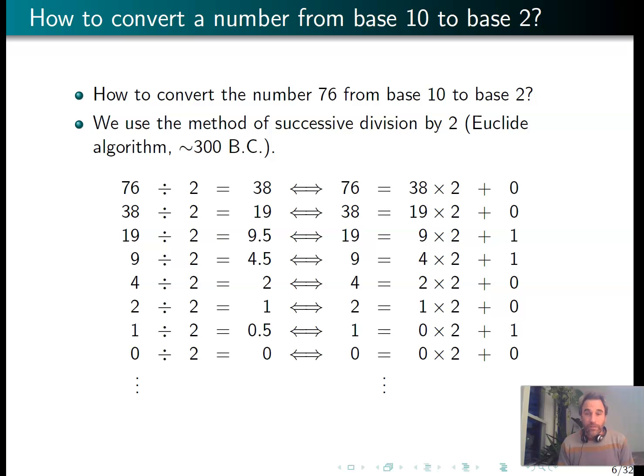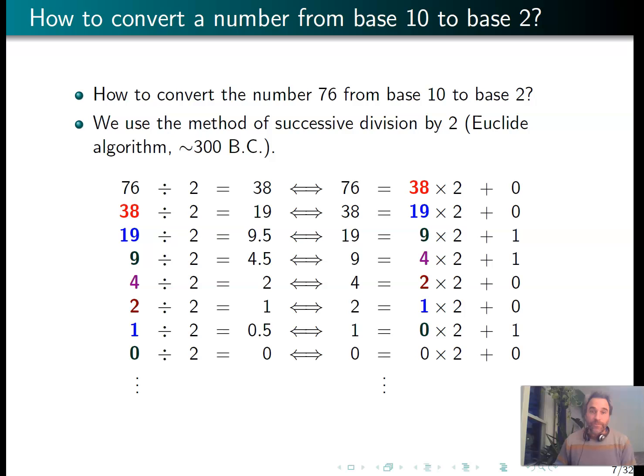One method that we can use is the successive division by 2. So if I divide 76 by 2, I get 38. So 76 is 38 times 2 plus 0. There's nothing left. But 38 is much bigger than 1. So I need to divide 38 by 2 again. That gives me 19. So 38 is 19 times 2 plus nothing left. But I cannot use 19 in base 2 representation, so I need to divide 19 by 2 again.